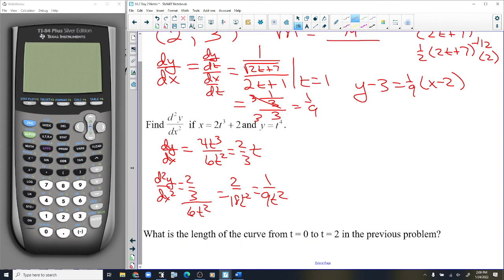What is the length of the curve from 0 to 2 in the previous problem? We'll just set it up. Integral from 0 to 2 of the square root of, I need the derivative. The derivative is 4t to the third, squared. Oh yeah, that's dy. And then I need this other one, 6t squared, squared, dt. There we go.